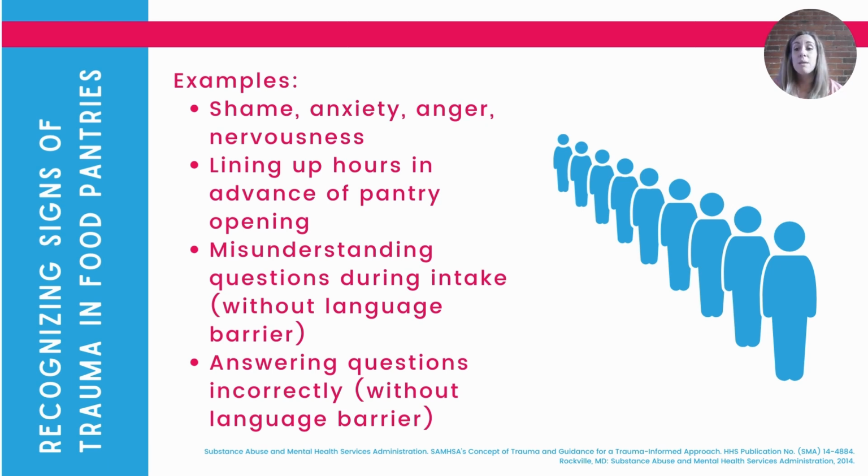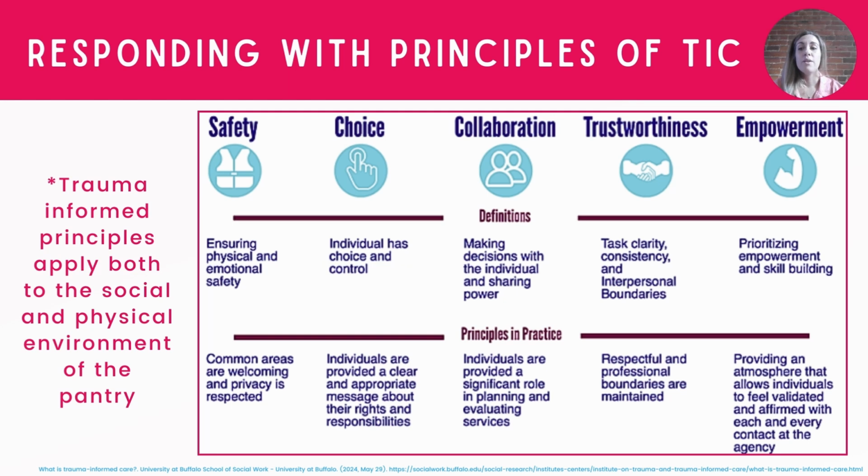This slide lists some signs of trauma at pantries, including lining up hours in advance and having difficulty understanding or answering questions at pantries, even if language is not an issue. There are other examples too. Our best advice is to not be judgmental of behavior that might seem confusing or seem out of the ordinary. That could just be how someone who has experienced trauma is reacting in the moment. So we can realize and recognize trauma in the settings of food pantries and food assistance sites.